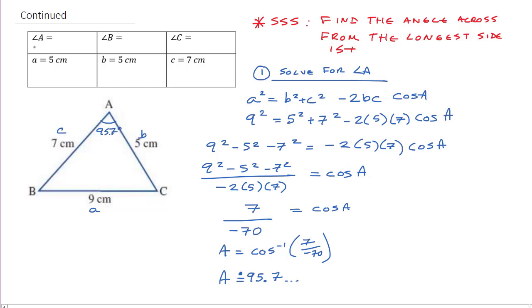95.7 degrees approximately. I'm going to write it up here in my answer box. 95.7 degrees approximately. Now again, if you round it off and use the rounded answer in the next step, you're going to get less and less correct answers as you proceed through the rest of the question.